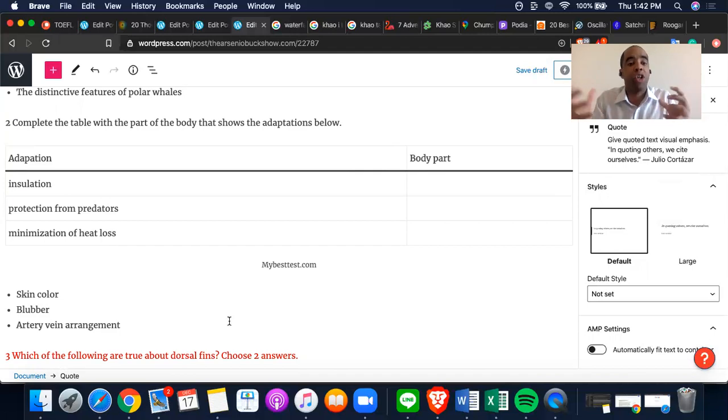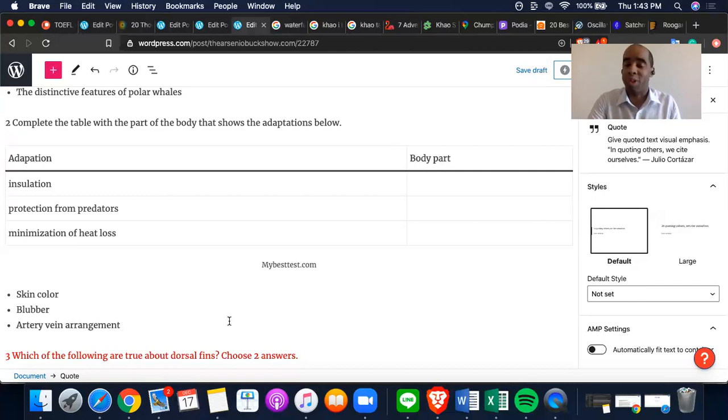So what are you guys going to do with the blubber and the artery arrangement? Because again, I remember artery, heat loss. That's what I would do. But what would you do? This is how I associate different things, because with the artery, I associated that with heat loss, or heat in general. So that's how I would connect artery with heat loss. And then blubber, of course, with insulation, kind of keeping it warm, I'm guessing.